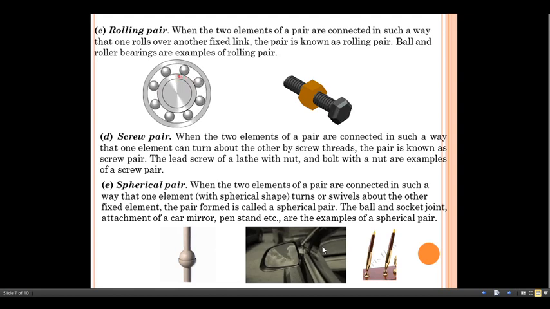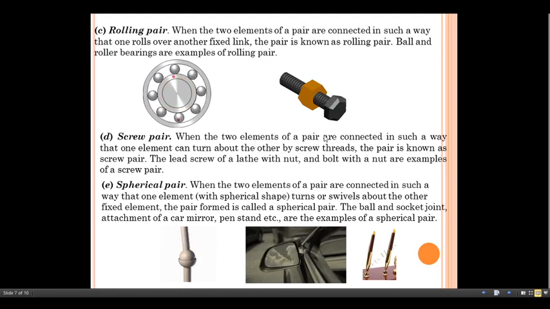Okay, now next one is the rolling pair. When the two elements of a pair are connected in such a way that one rolls over the other fixed link, the pair is known as a rolling pair. Ball and roller bearings are examples of rolling pair. Okay, simple one. A casing is here, and inside of this casing, the balls are continuously rolling. Okay, this is the case related with the rolling pair. Now next one, screw pair.